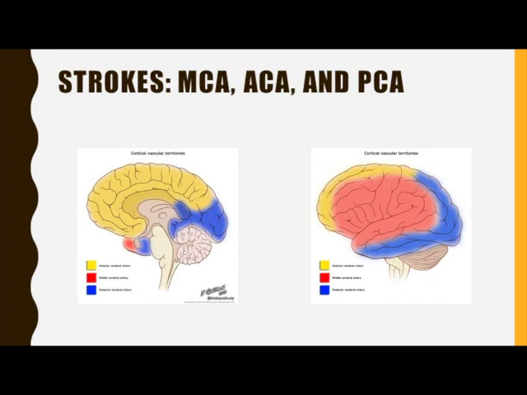So, that one done. And then what about your PCA stroke here? Are you going to see a lot of motor stuff with a PCA stroke? Not really from a pure motor strength problem. You might get a little bit of sensory, maybe. But what's your main issue? Your vision, yeah. Your vision. The information, what you're seeing, is incorrect.